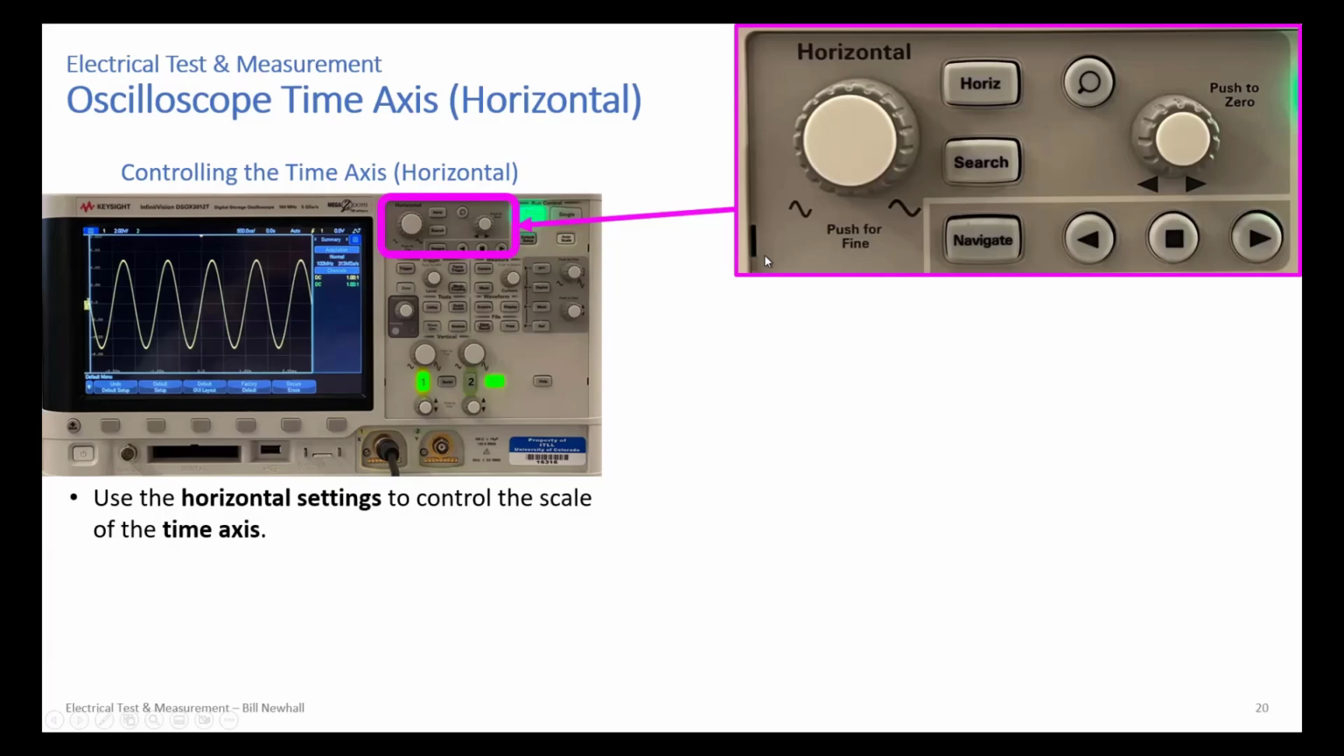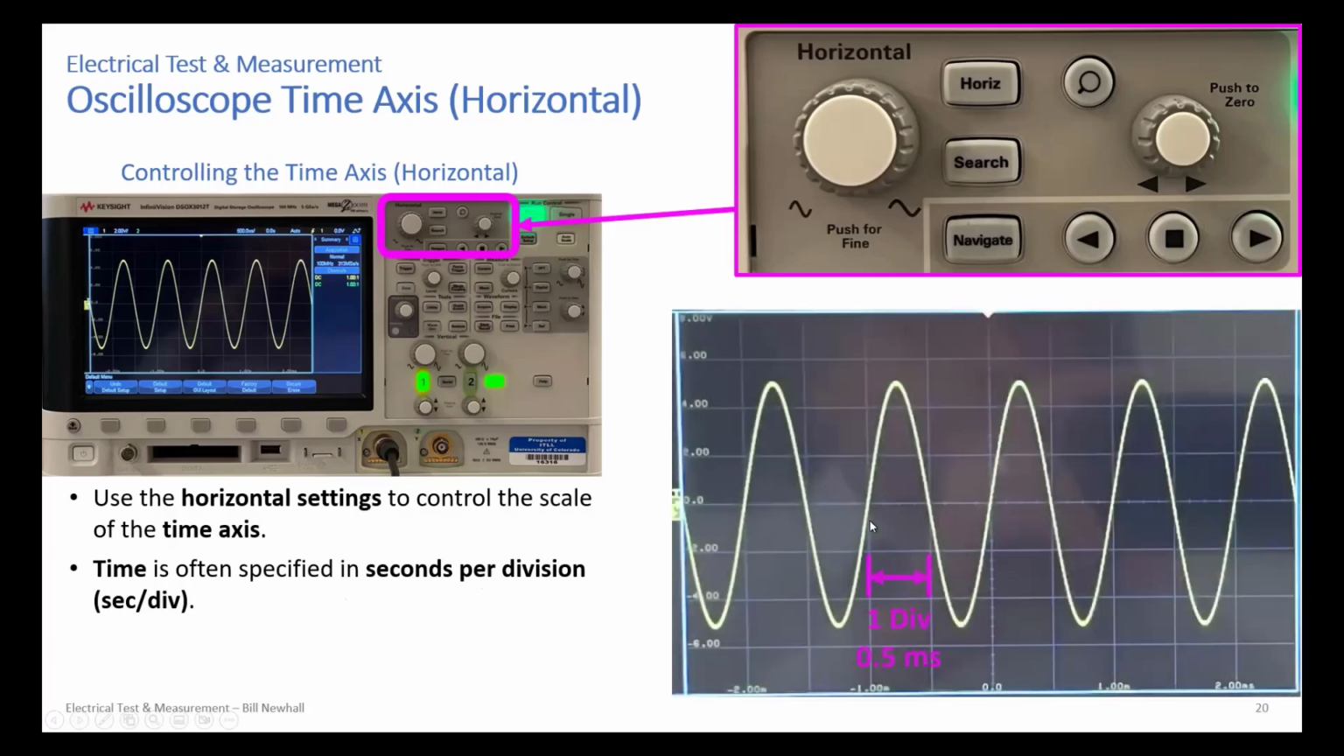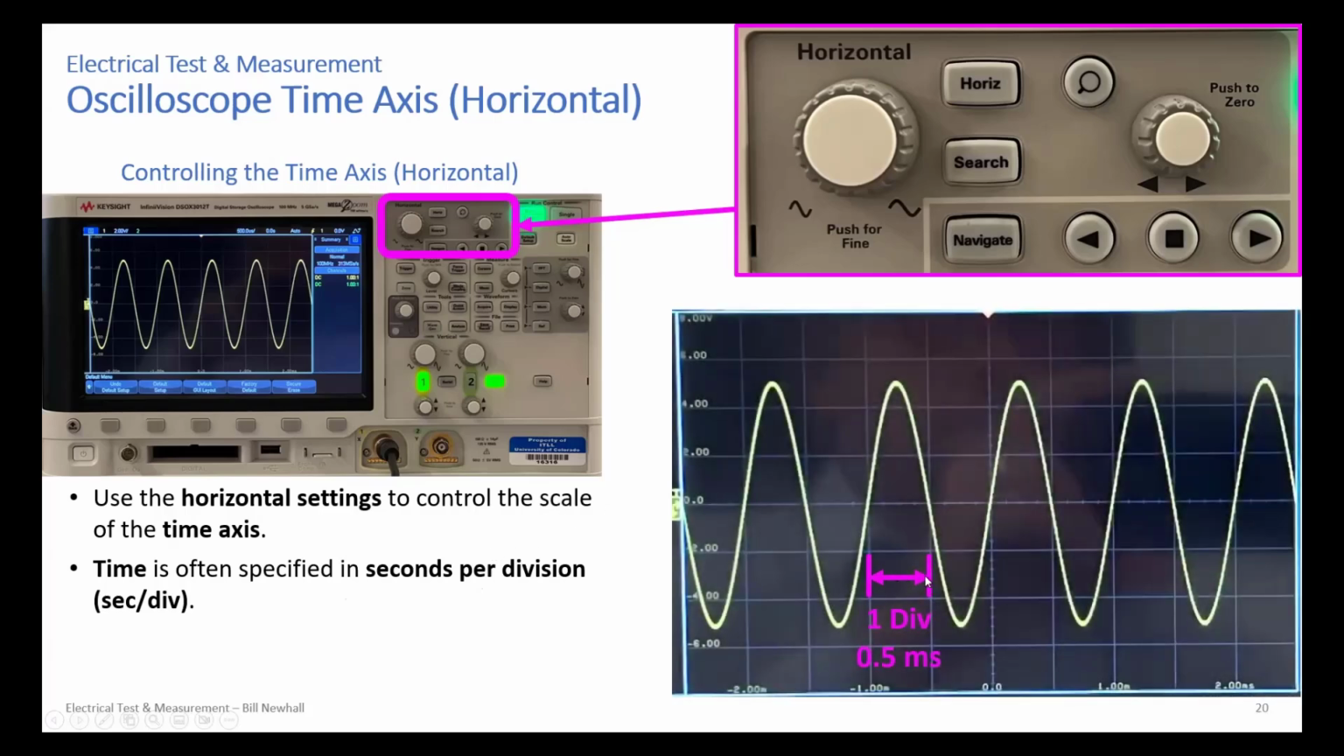Okay, so time axis is often specified in seconds per division. Okay, so it might be milliseconds per division, microseconds per division, nanoseconds per division. And this is one division on the plot. So you usually have 10 divisions across the horizontal span. And so there's usually a knob that controls this.